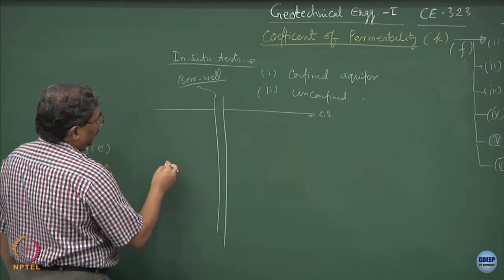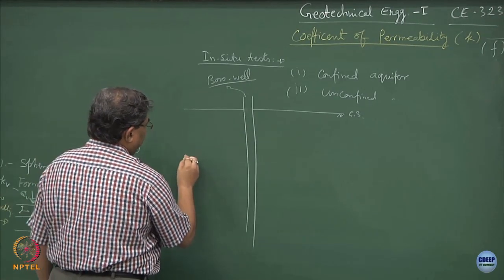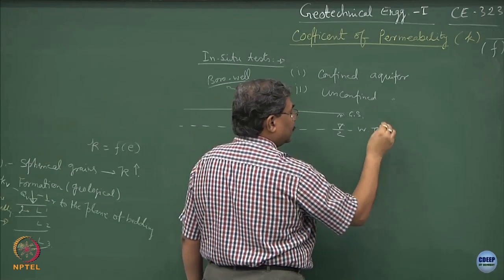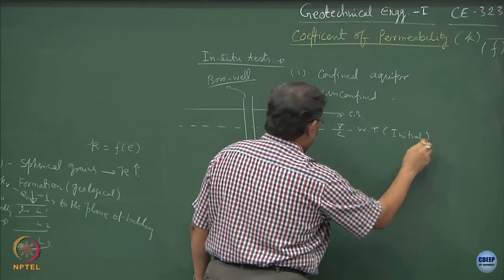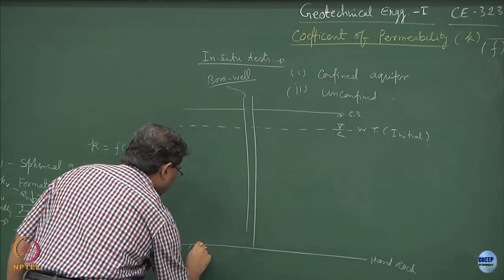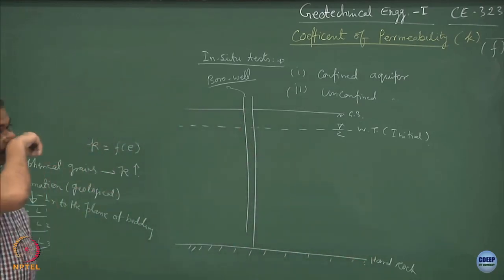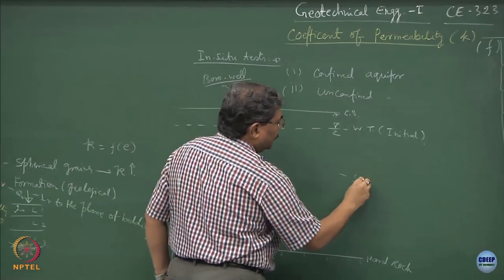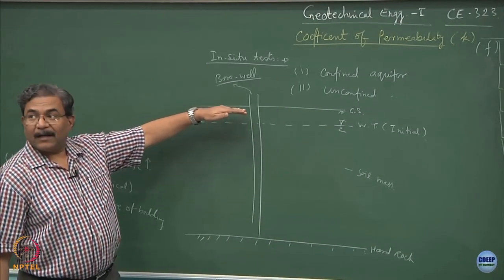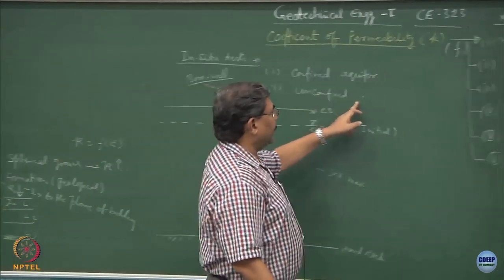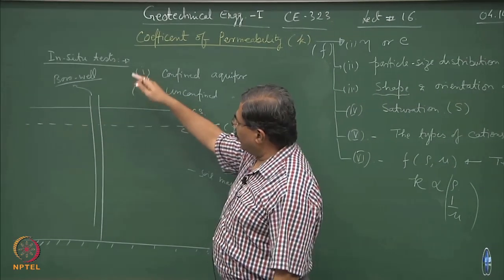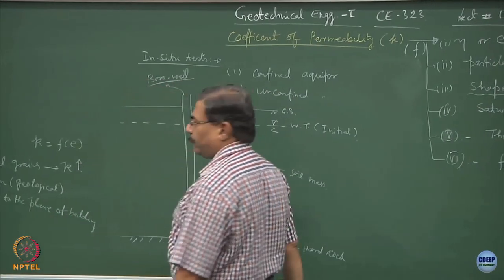So, this is perforated, and suppose we have a water layer somewhere here, initial water layer somewhere here. This is the water table, not water layer, sorry, water table. And somewhere here you have a hard rock. All right. And this is the soil mass. The system in which the boundaries are not defined, clear, and they are open, this becomes unconfined aquifer. Okay. So, you have to monitor closely the difference between 2 and 1. When I draw the figure for 1, I am just discussing now the unconfined aquifer case.